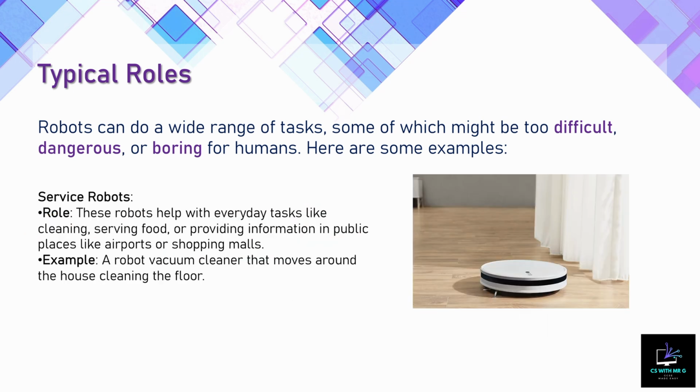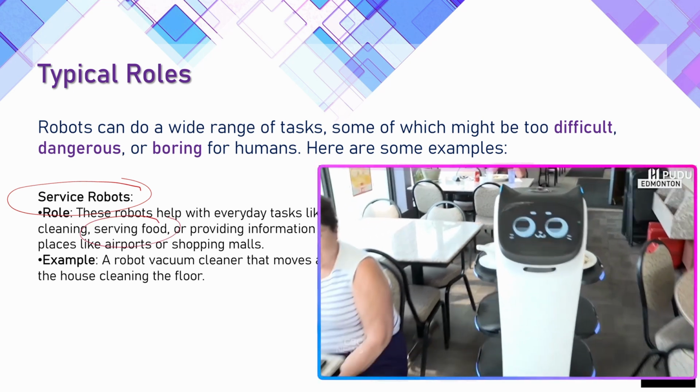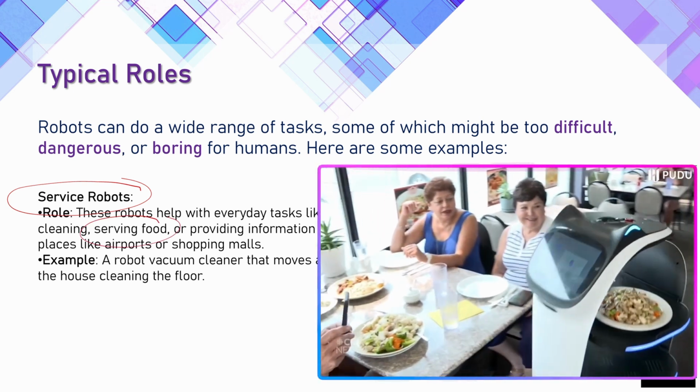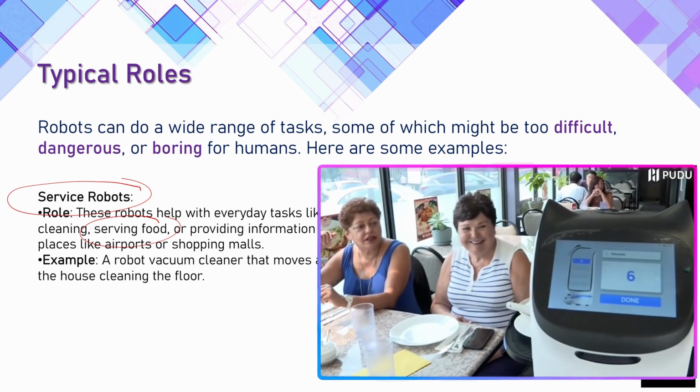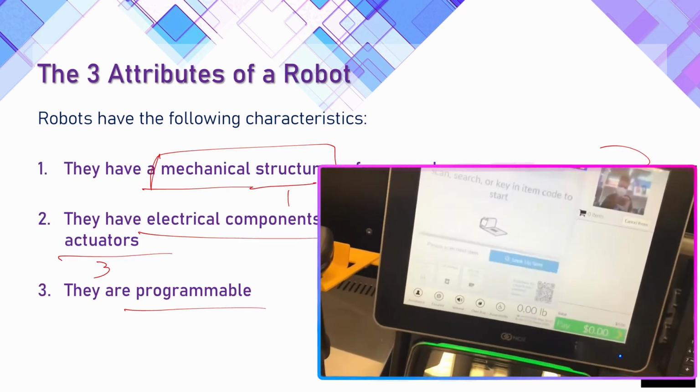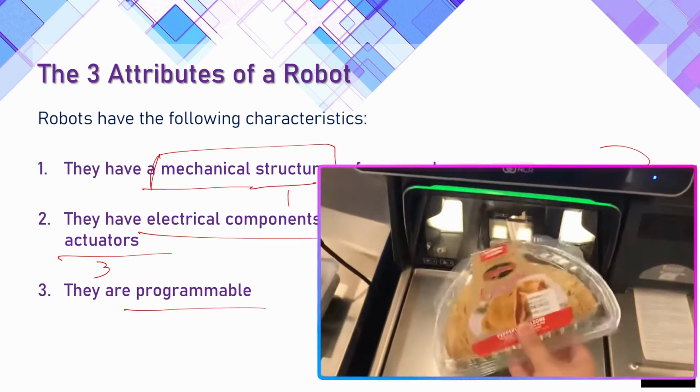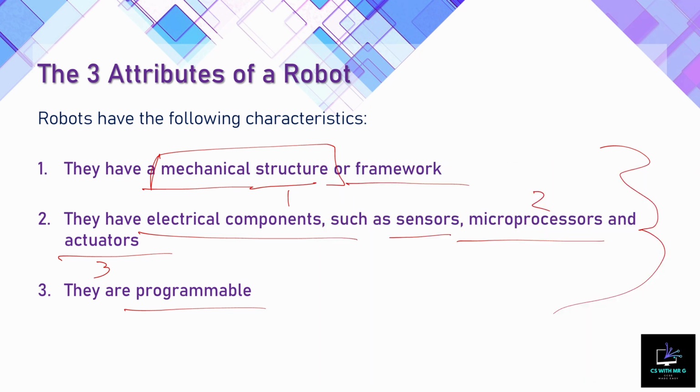We also have this term service robots, which will perform everyday services, such as cleaning, even serving food, interactive displays in public places such as airports or shopping centers. Although it might not sound obvious, if we think back to the three attributes, even machines like self-service checkouts in supermarkets fall under these three categories, so we could consider them as a robot.